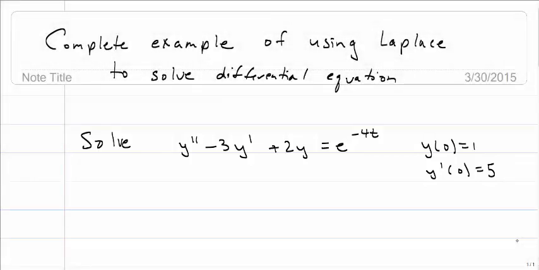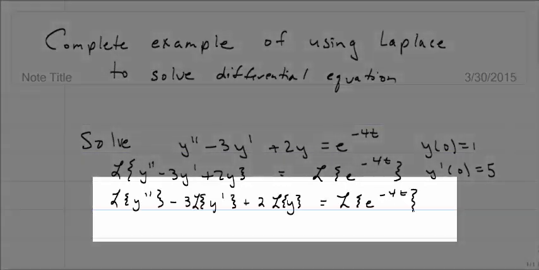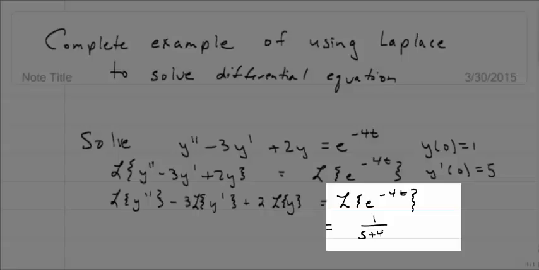with two initial conditions. What we're going to do first is take the Laplace of both sides. We're going to be able to use the linearity property to make the left-hand side easier to solve. And we're going to use our tables to look up the values for these Laplace transforms. The right-hand side is simply 1 over s plus 4.